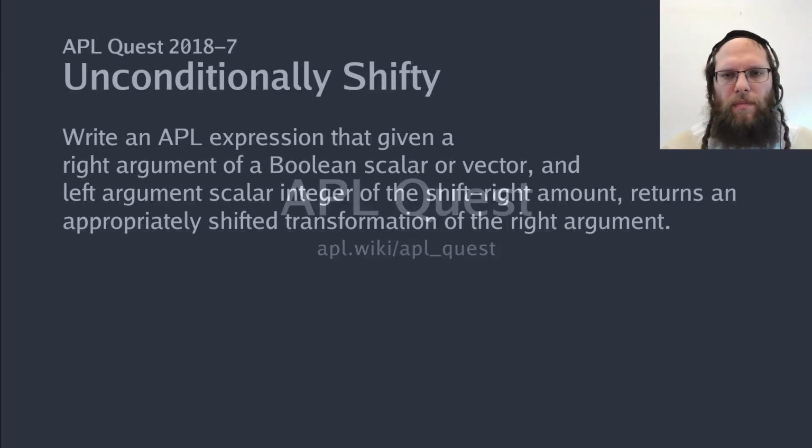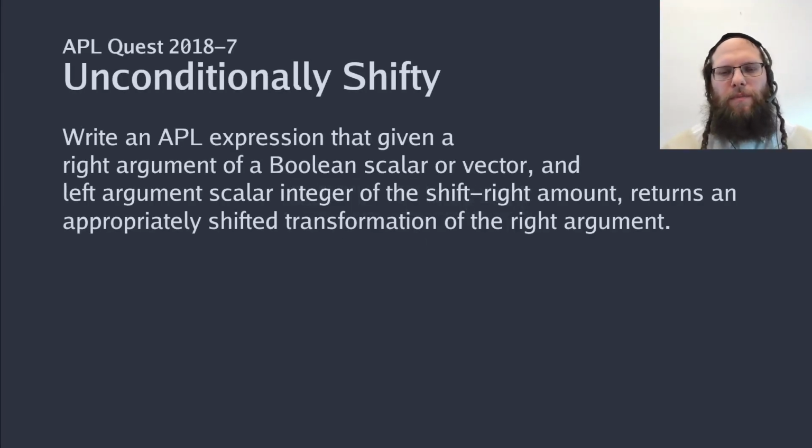Hi. Our task today is to shift some Boolean data. We are given an amount that we're going to shift in from the left. So if it's negative, it goes from the right. And then we're given the Boolean data as a vector or possibly a scalar. So we just have to handle that as well.